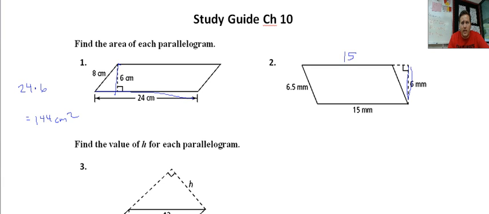On my second one, I'm given this height and it's outside of the parallelogram. So I need to remember that when these come together and make a perpendicular angle, this is always going to be my height still, but my base is going to be this slanted side that comes to be a 90 degree. So this is my base. Again, it's base times height still, so 15 times 6. My area for this is going to be 90 square millimeters.